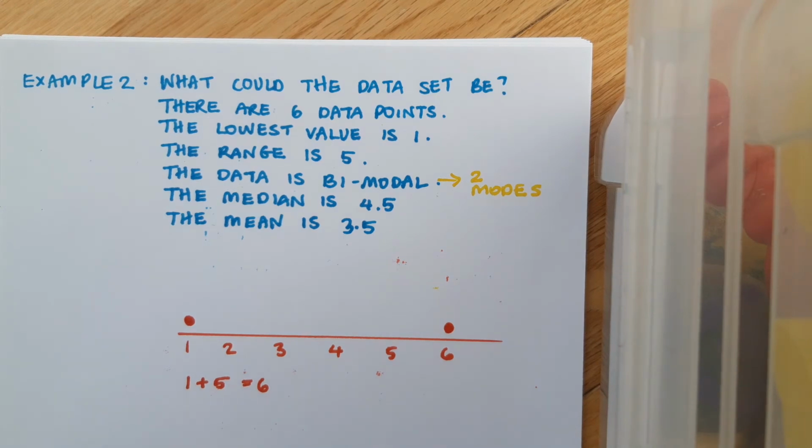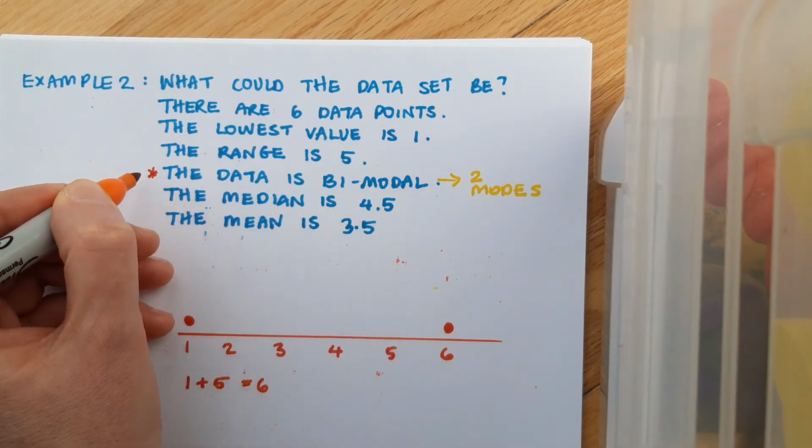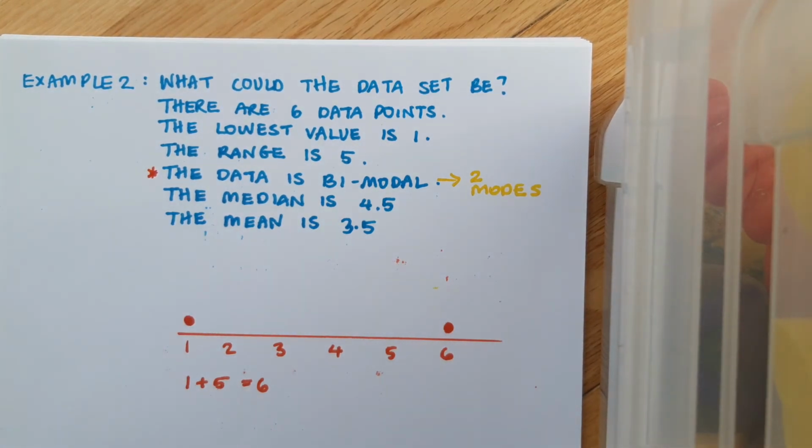The data is bimodal, so I'd expect to have 2 columns of the same height with more than 1 data point each, but I'm not quite sure where to put that yet. So I'm just going to put a little star next to that and come back to the mode in a moment. The median is 4.5.